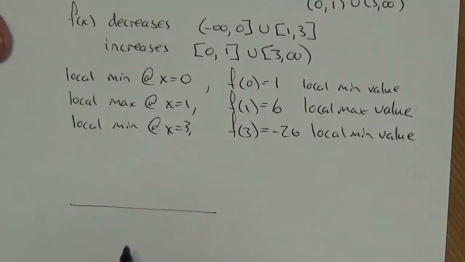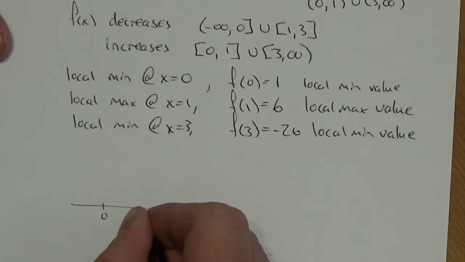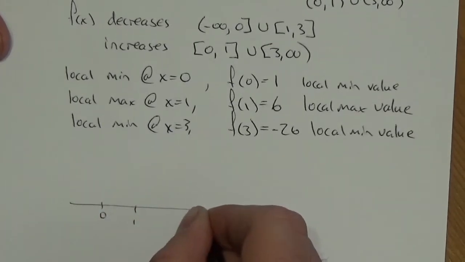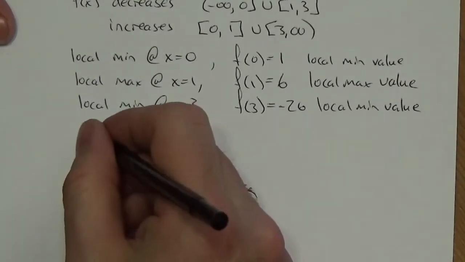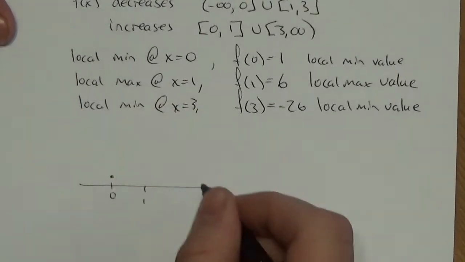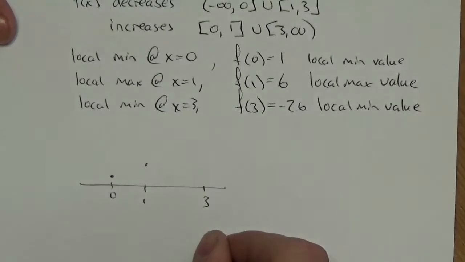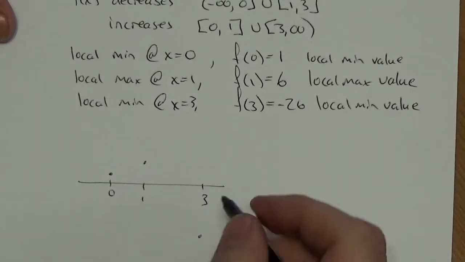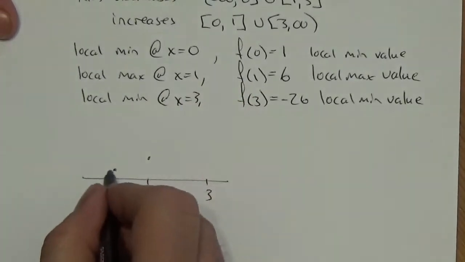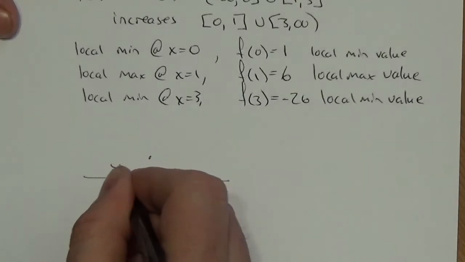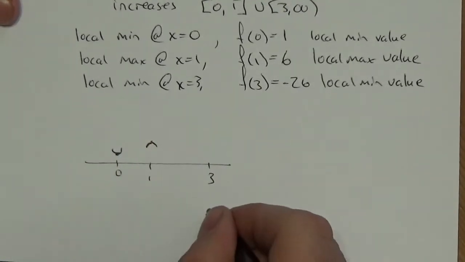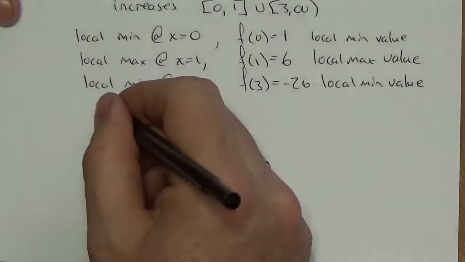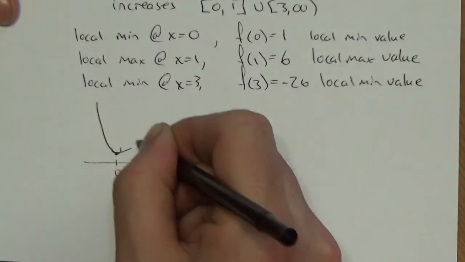Now, if we plot this, we can go just a little bit further. Here's my 0, here's my 1, and then here's my 3. I know that my function is decreasing, so it's going to come down to 0, go up to 1, 6, then come down to 3, negative 26 here. This was a local min, so it's got to do this. This was a local max. This was a local min. So my function had to look something like this.